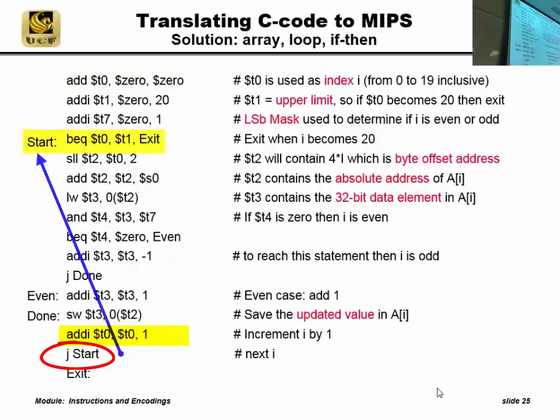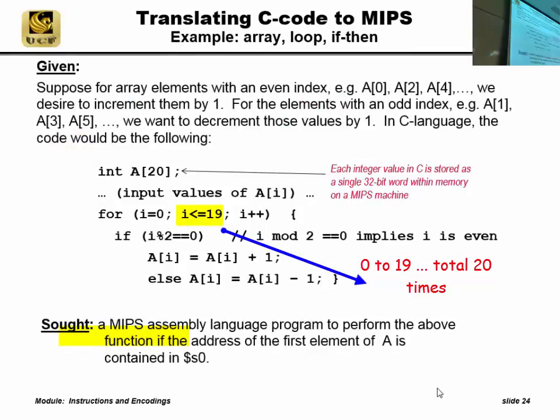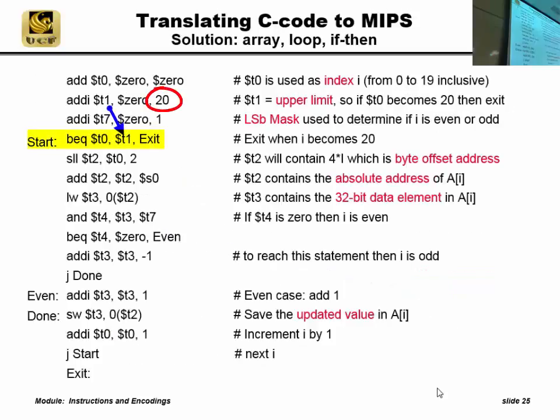Why? Because I put the branch at the beginning. I don't want to enter the loop unless the condition is valid. You can do either way. But here I'm checking it at the beginning, and then I don't go in there unless I is not equal to the limit. The limit's 20. When it gets equal to 20, it's time to quit. So when I, which is T0, equals T1, and T1 was 20, T1 has never changed in this program. So when it becomes 20, it's time to quit.